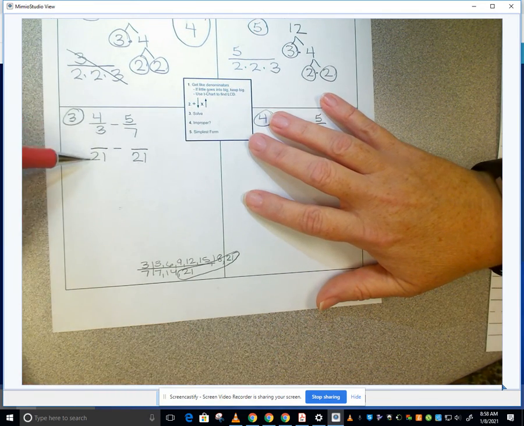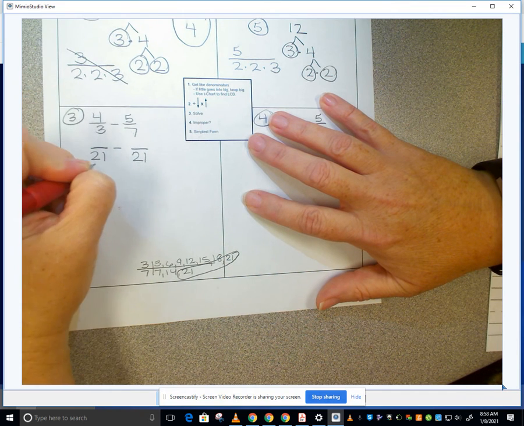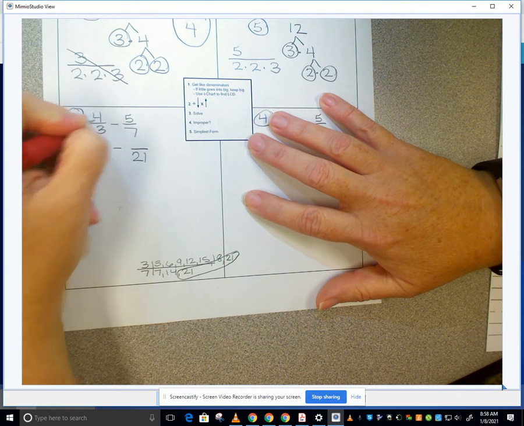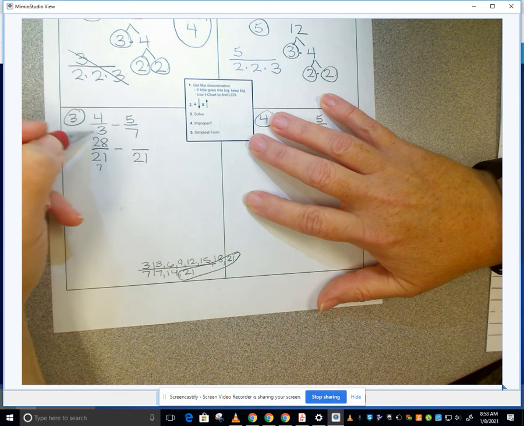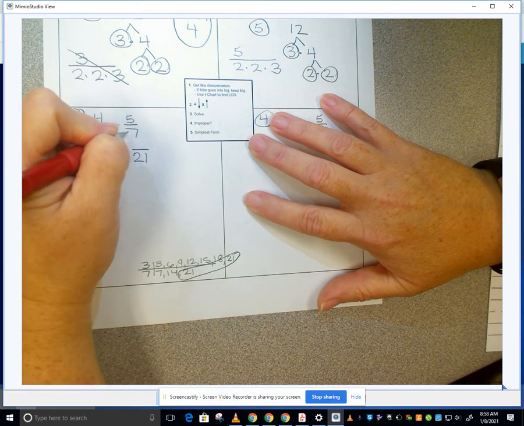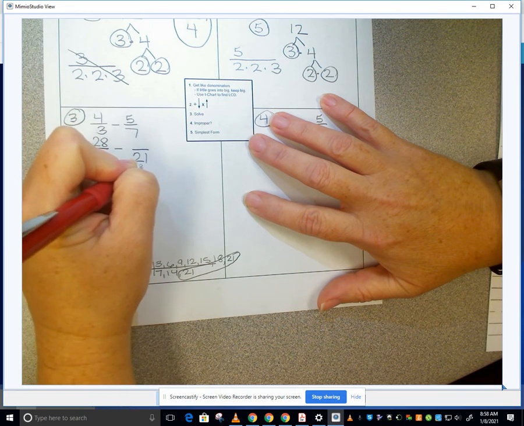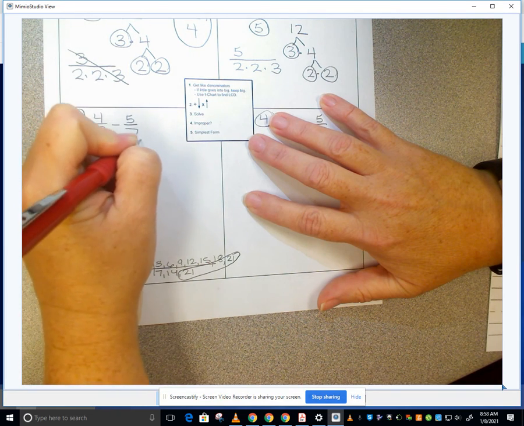So let's divide down, multiply up. 3 will go into 21 7 times. 7 times 4 is 28. So they're saying 4/3 is equivalent to 28 over 21. Notice it's still improper, but that's okay right now. All right, we're going to divide down, multiply up. 7 will go into 21 3 times. 3 times 5 is 15.